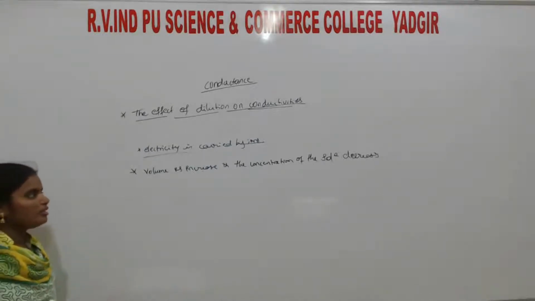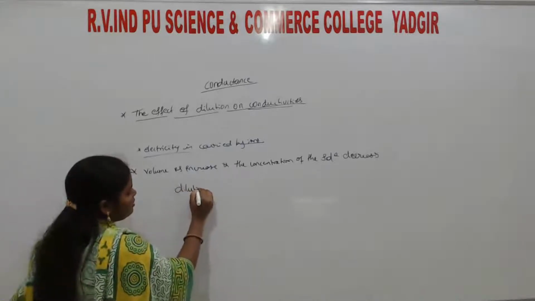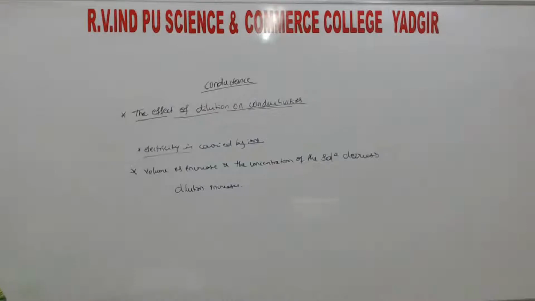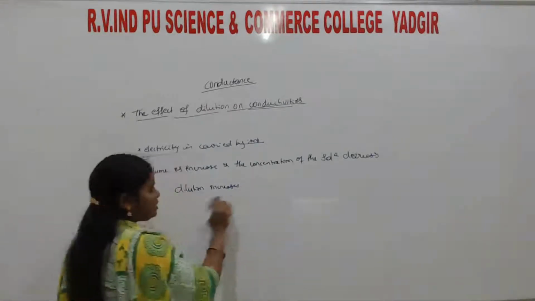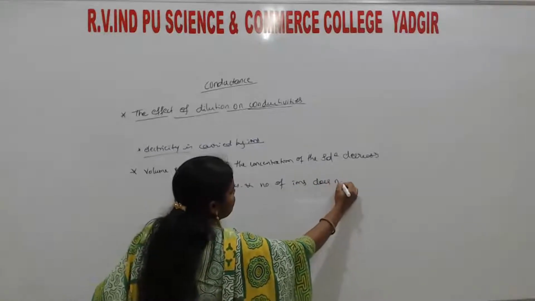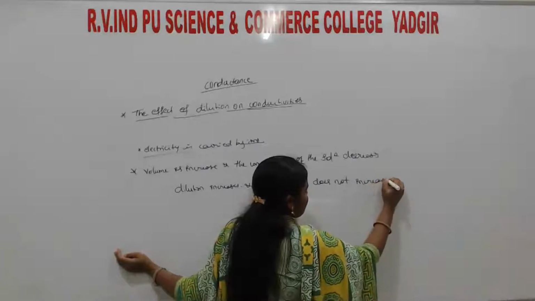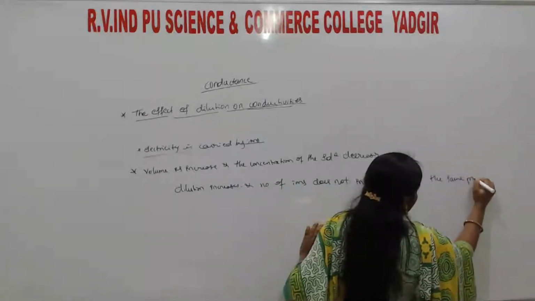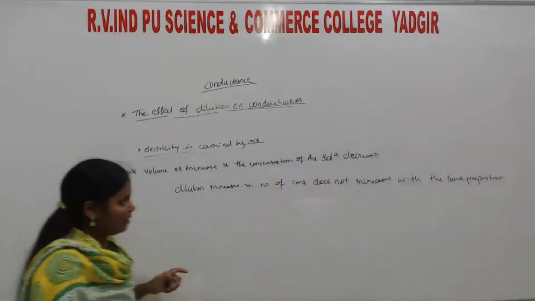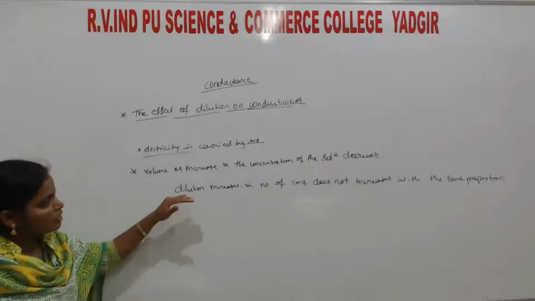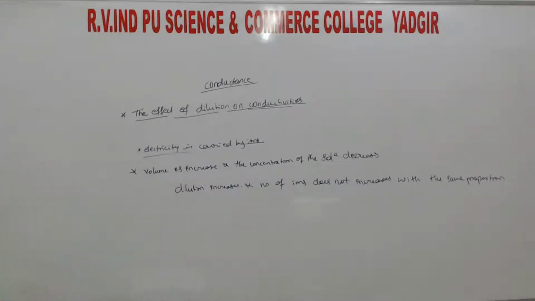But the number of ions does not increase in the same proportion. When dilution increases and the concentration decreases, the number of ions does not increase in the same proportion as the volume.